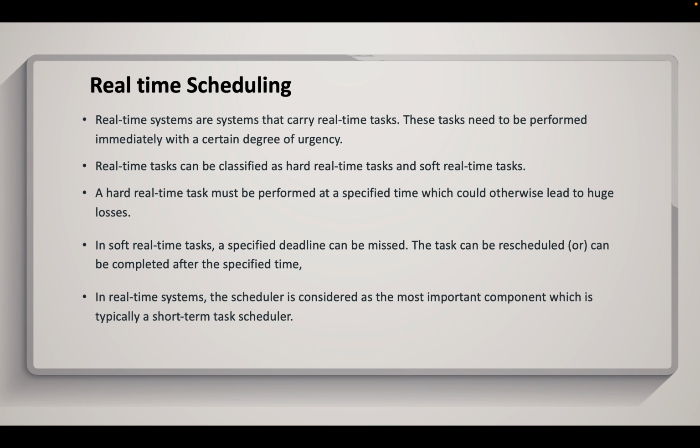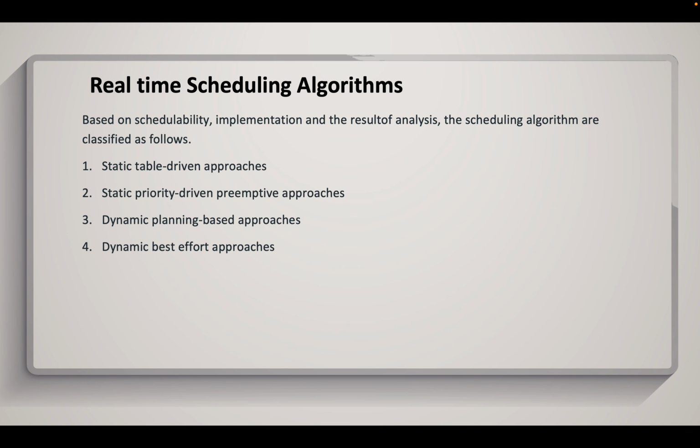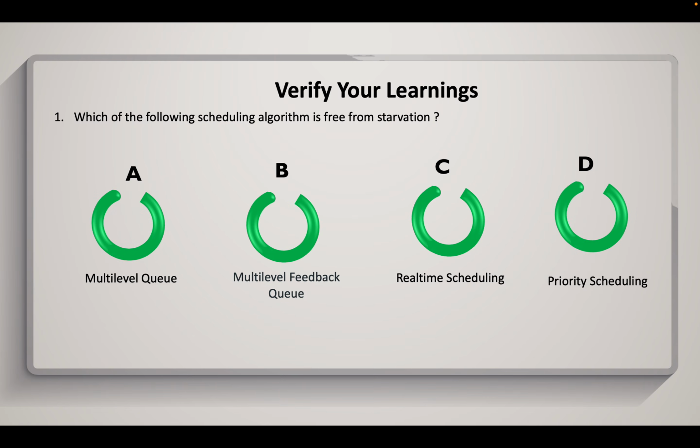Real-time system schedulers are considered most important. For hard real-time tasks, we have to choose the algorithm based on scalability and schedulability. The approaches are static table-driven approaches, static priority-driven preemptive approaches, dynamic planning-based approaches, and dynamic best effort approaches. These are the various approaches used for real-time scheduling algorithms.